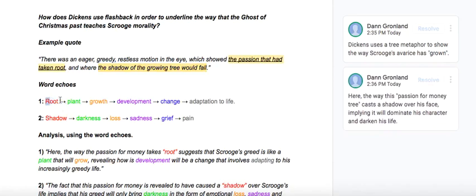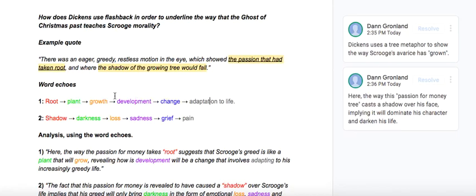Now the way that these word echo chains work is just to think, root, what's the next thing that it reminds you of? Plant. What's the next thing that plant reminds you of? Growth. What's the next thing that growth reminds you of? Development. What's the next thing that development reminds you of? Change. Change reminds us of perhaps adapting to life.